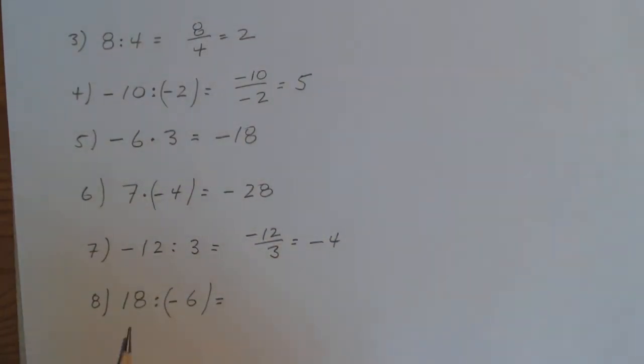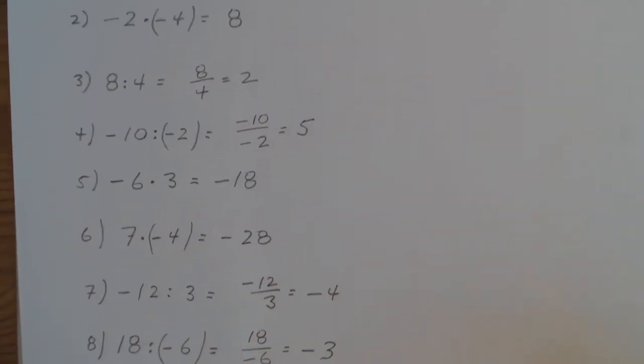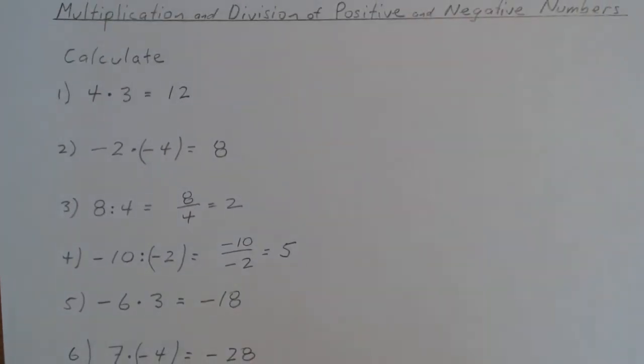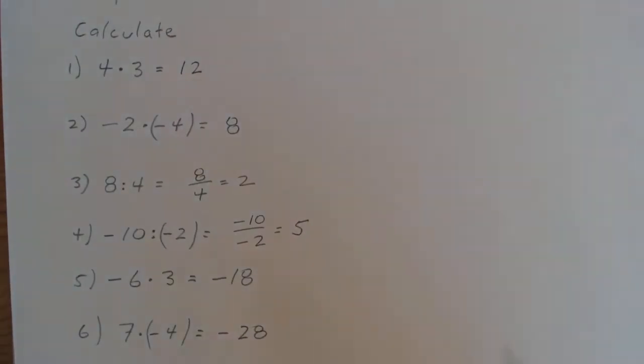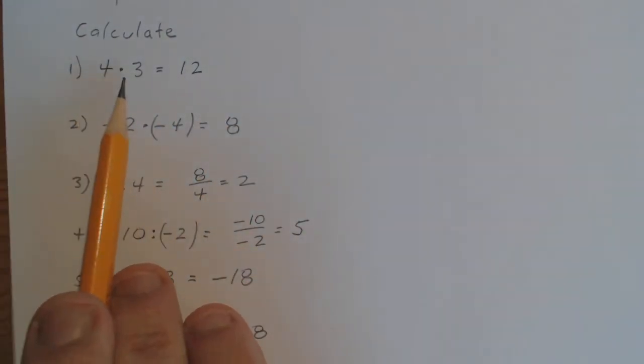And the last one here, we have 18 divided by negative 6. Now again, I can rewrite this as 18 over negative 6. And the answer is negative 3. Now I want you to analyze the sign of the numbers in the first 4 examples and compare them to the last 4. Now here, the first 4, you'll notice a positive and a positive.